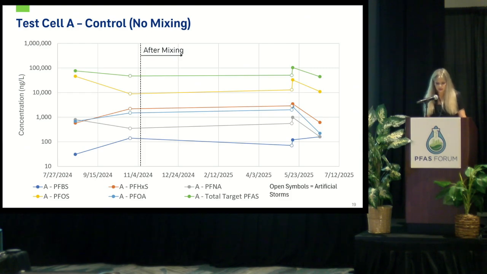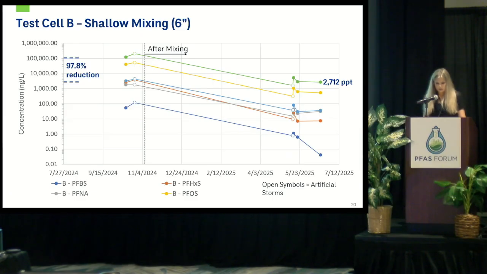Starting with test cell A, the control. You can see in the log scale graph that the PFAS concentrations in runoff did not change following implementation. Concentration is on the y-axis, and the dates of sampling are on the x-axis. This result was to be expected because no treatment occurred. The next graph shows results for test cell B. Mixing Rembine into the top 6 inches of soil resulted in a 97.8% reduction in PFAS concentrations in the runoff.